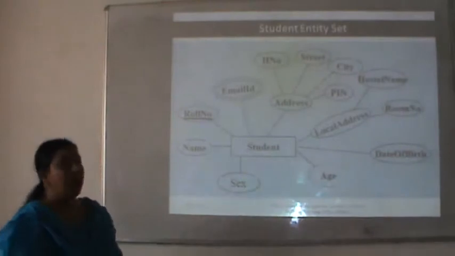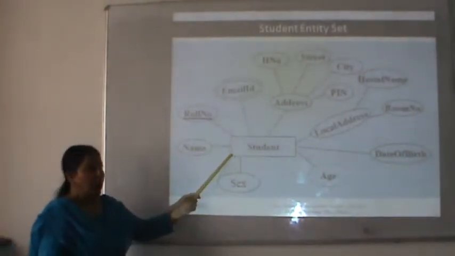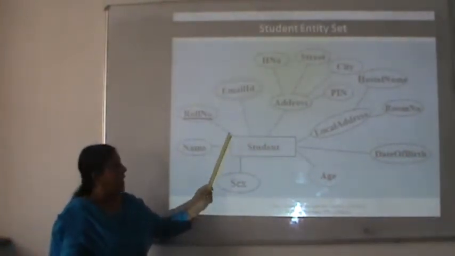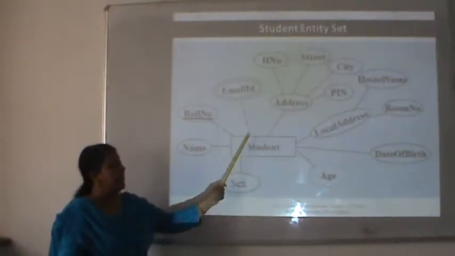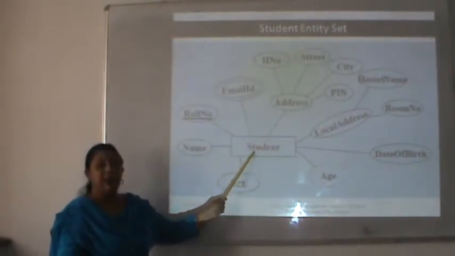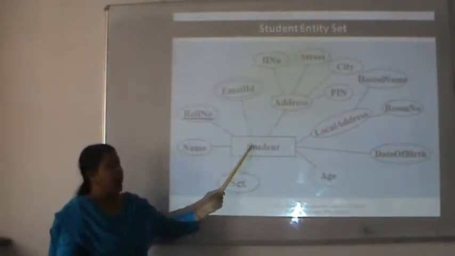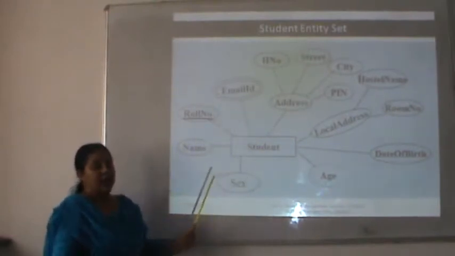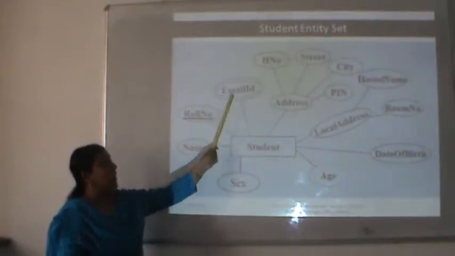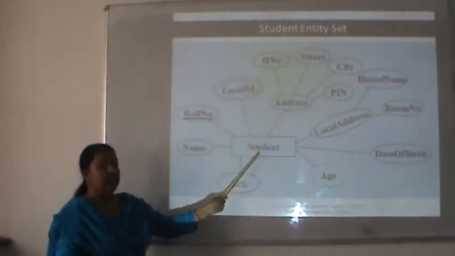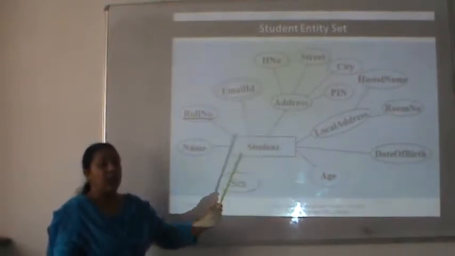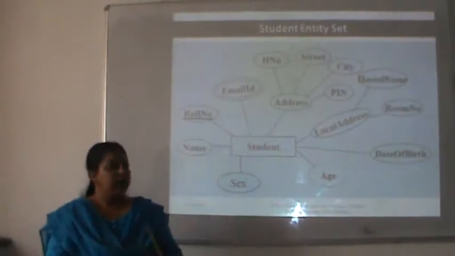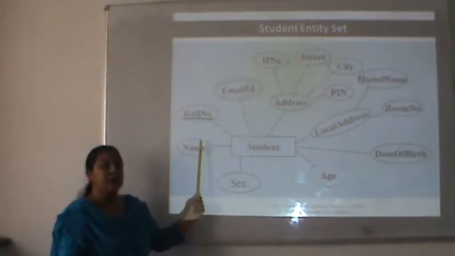Let's take an example of a student entity. Student is an entity and therefore it is represented in a rectangle. Inside the rectangle, we write the name of the entity, that is student. Now student is identified by so many properties, and therefore all these are the attributes of the entity student. Now, since these attributes are of different types, there are different styles of representing them.